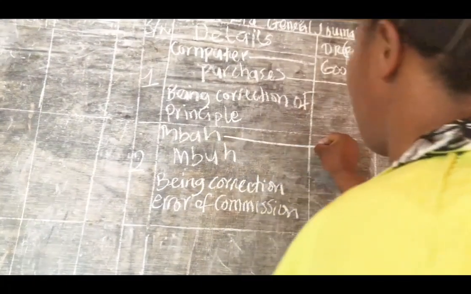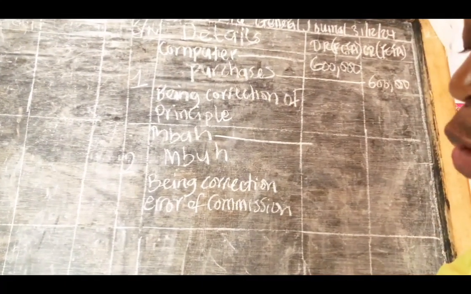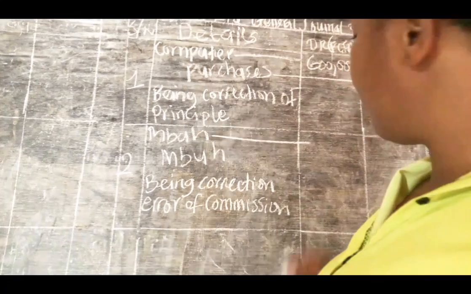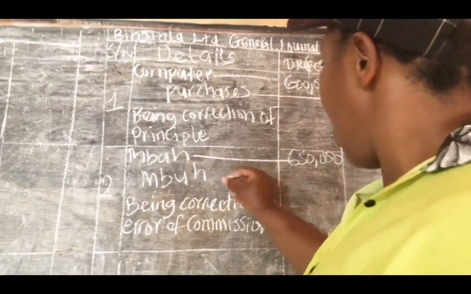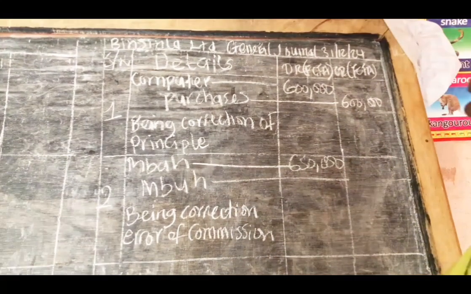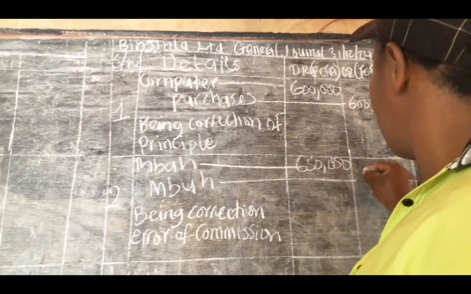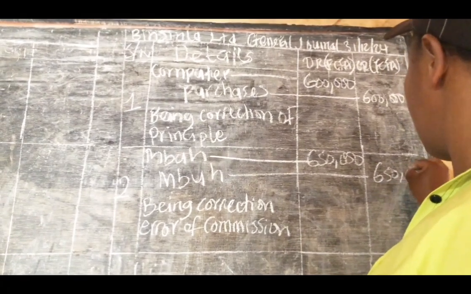So we debit the amount of MBA, which was 650,000. And we credit Mbu's account with 650,000.